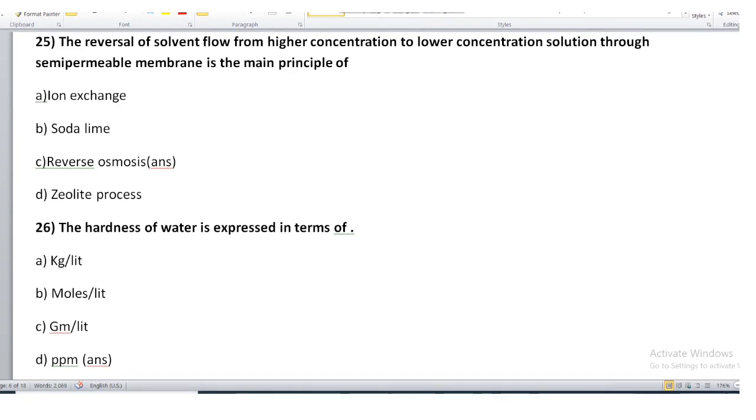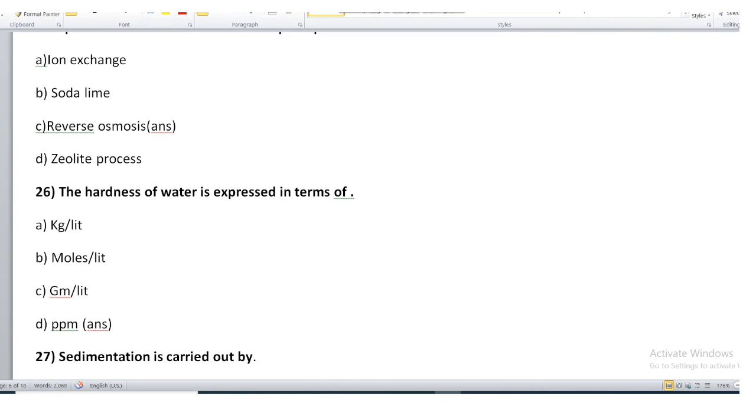Then the next question: the hardness of water is expressed in terms of what? The units given are kg per liter, moles per liter, gram per liter or ppm. It is expressed in ppm, that is parts per million.